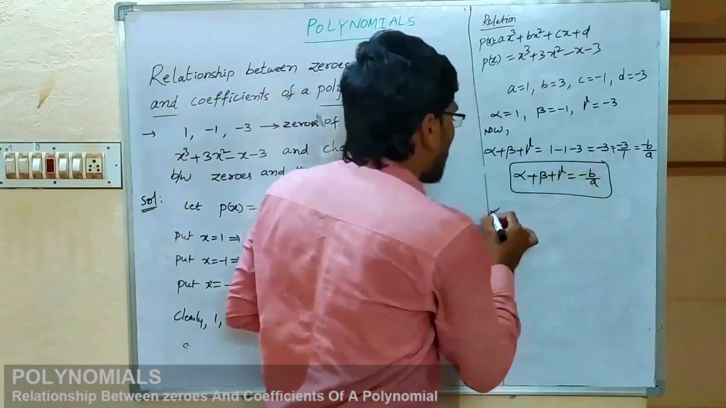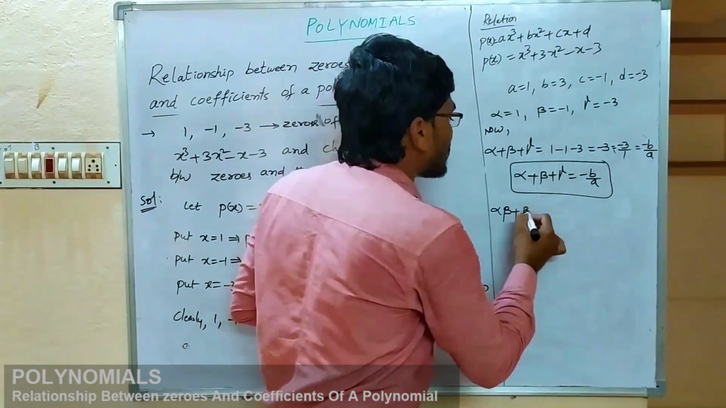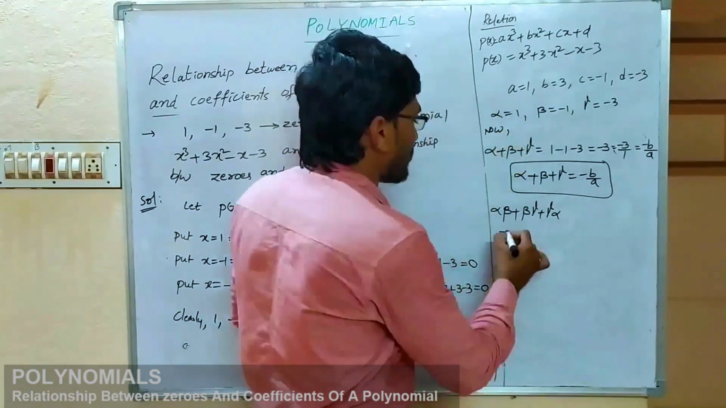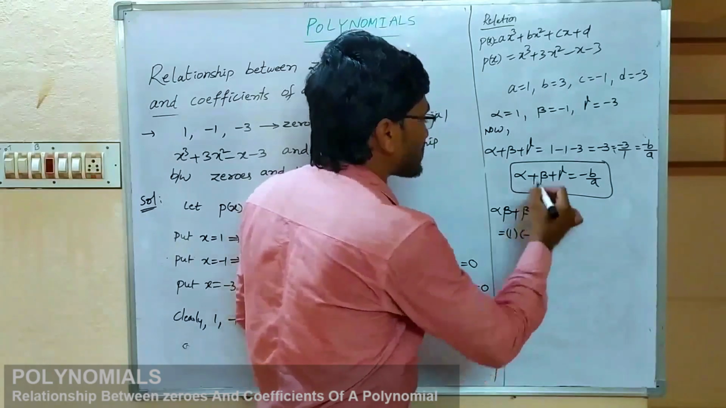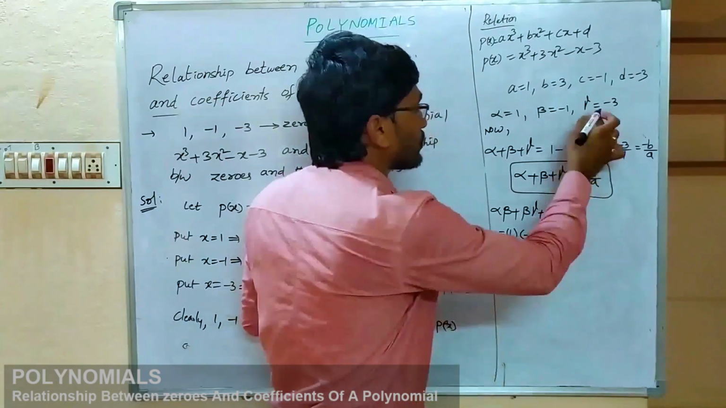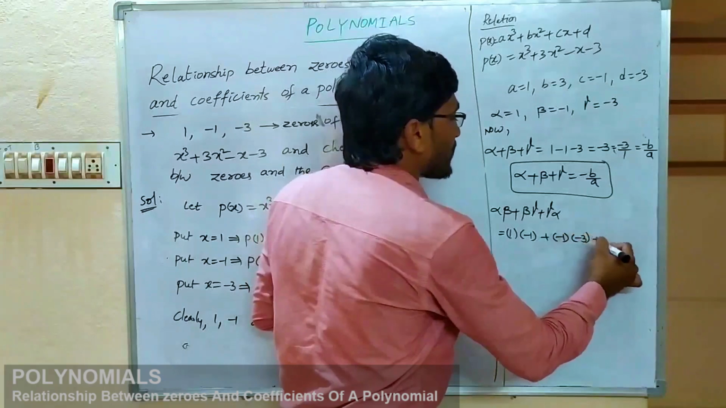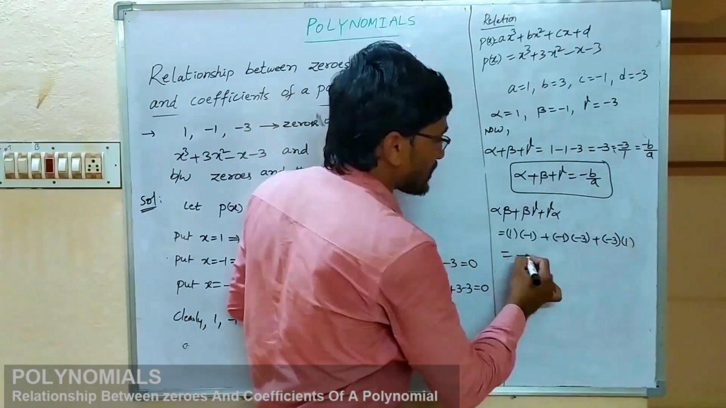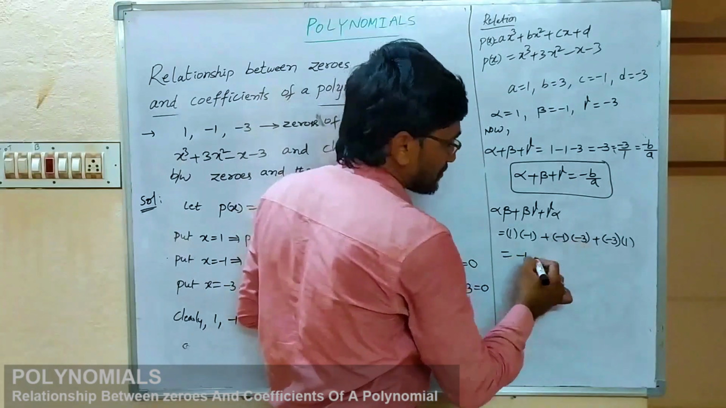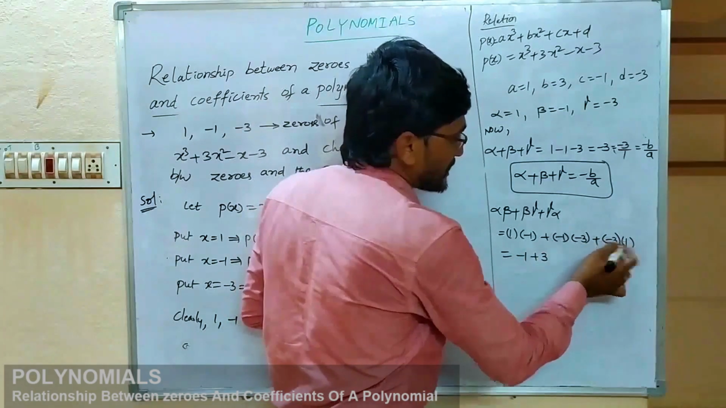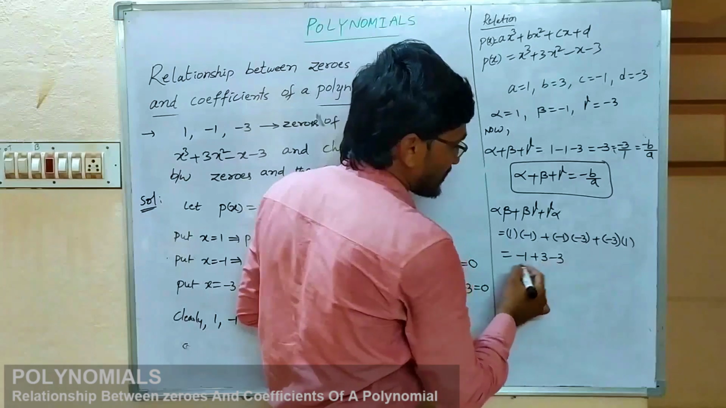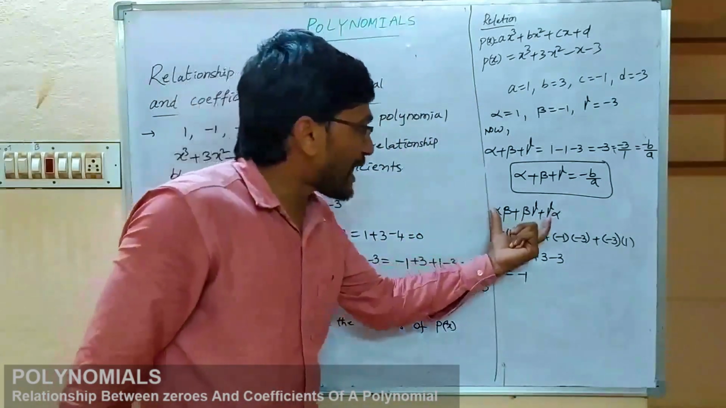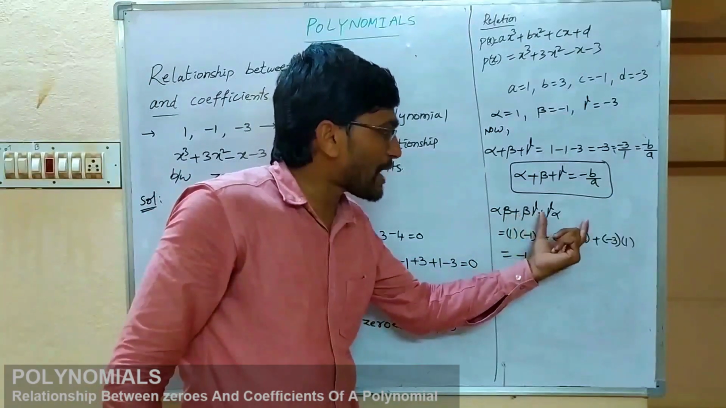And second one, alpha beta plus beta gamma plus gamma alpha is equal to, what is alpha? 1 into beta minus 1, plus minus 1 into gamma minus 3, plus minus 3 into alpha 1. 1 into minus 1 is minus 1. Minus into minus, plus 1 into 3. Minus 3 into 1 is minus 3. So 3 minus 3 is 0. Minus 1.